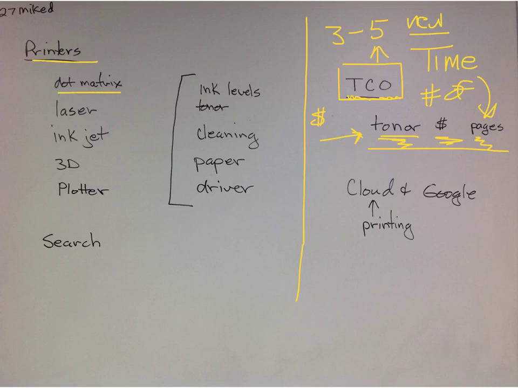Okay, so dot matrix: little pins hit a ribbon against the paper. Carbon, you can make carbon copies with that. We talked about laser and how it functions, inkjet and how it functions, and 3D printers. I'll also talk about plotters, which plot out big blueprints and so forth.